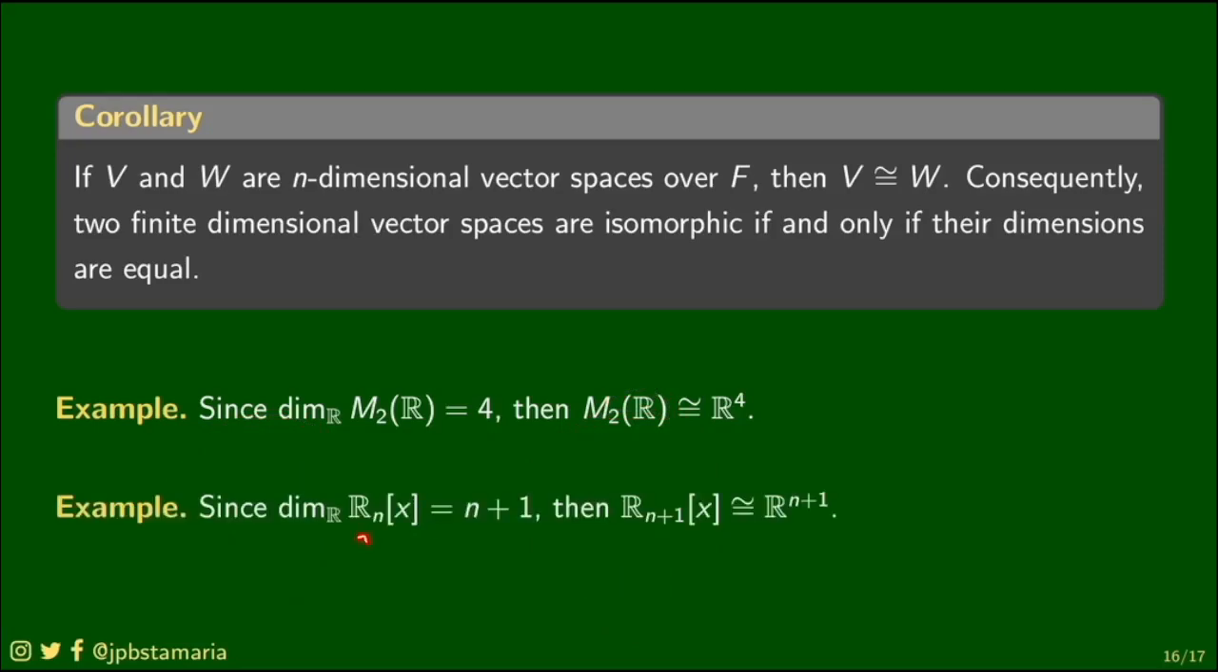Now, this is the space of polynomials of degree at most n. The dimension is n plus 1 because a basis for that is the set of monomials 1, x, x squared, up to x raised to n. There are n plus 1 elements in this set, so the dimension is n plus 1. The dimension of R_n[x] is n plus 1, therefore R_n[x] is isomorphic to R^(n+1). Sorry, I made a typo earlier.